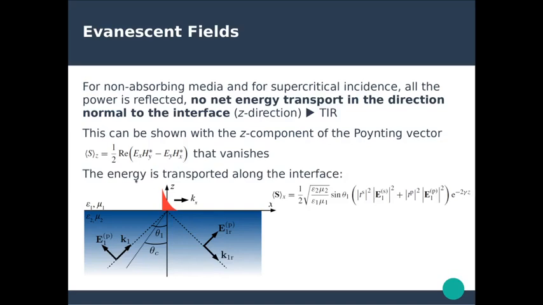The energy, however, is transporting along the interface. So that doesn't mean that this evanescent wave does not carry any energy. This evanescent wave carries energy, but it just stays at the interface. So you can actually calculate the x component or the y component of this Poynting vector, and you can actually show that this is non-zero. So this term is actually showing that the evanescent wave carries some energy, but along the interface and not across the interface.